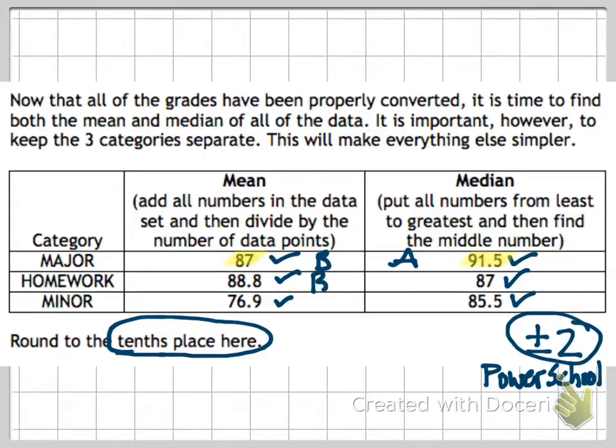Homework is even more accurate. An 88.8 is the mean and an 87 is the median, with a difference of only 1 8/10 of a point. The minors, however, show a big difference. 76.9 for your minor is the mean, but yet the student scored an 85.5 in the median. This is because of those 2 zeros that were on the previous page.